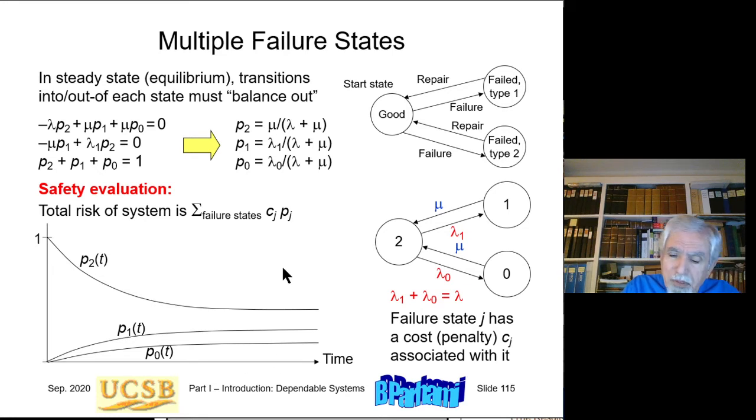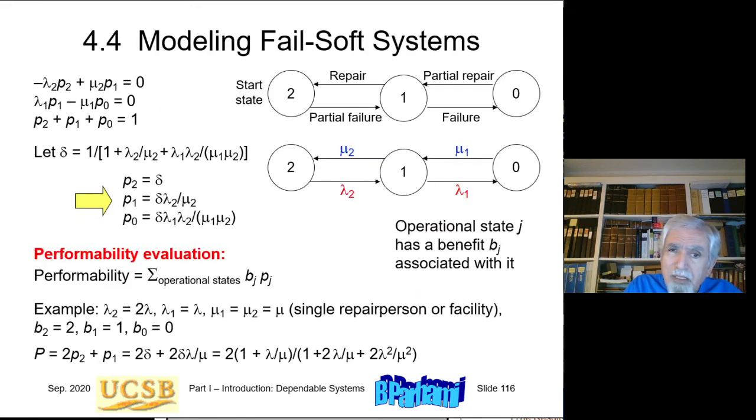Okay, so as you see, the models are getting more and more complicated, but once you know how to handle these balance equations, no matter how complex the model, you can set them up and solve them. So here's another model of a fail-soft system. You can visualize this as a system having two processors, and if one of them fails, we go into this state, and if the second one also fails, we go into this state.